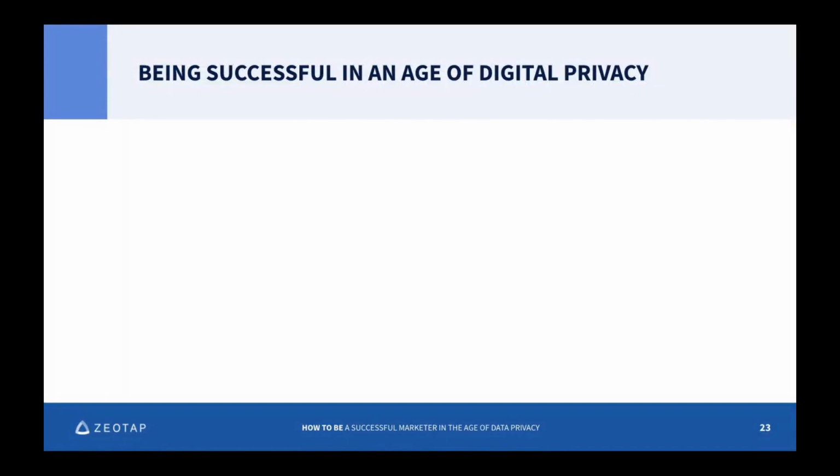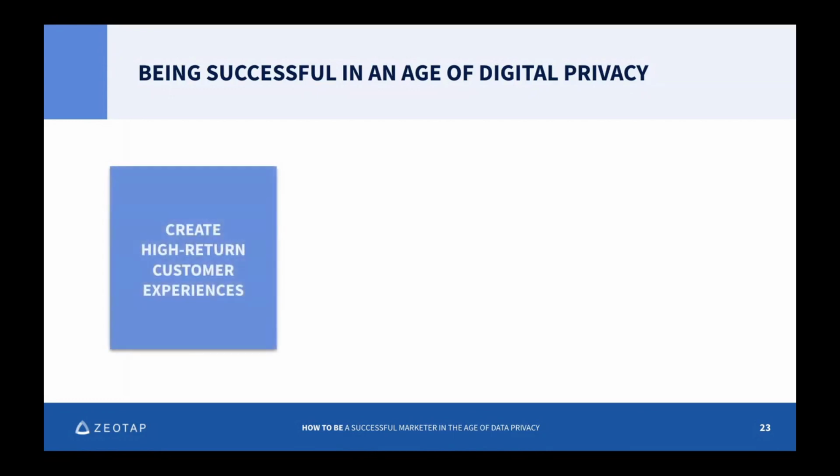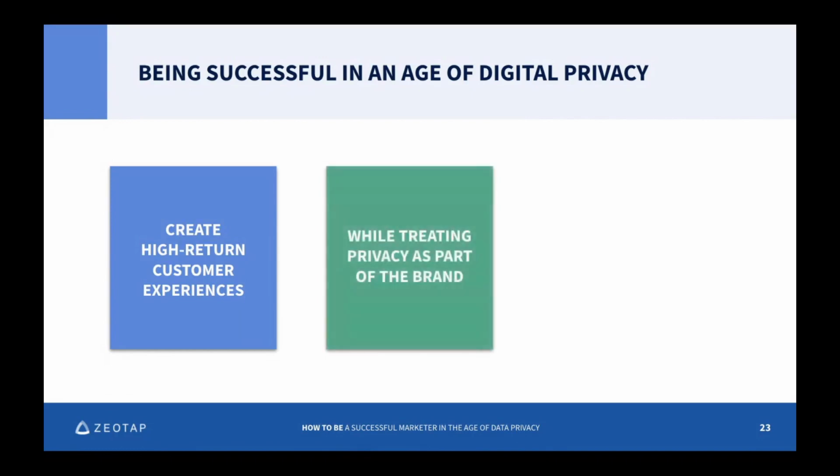So there are three pillars that emerge at the foundation of how to be successful in this age of digital privacy. The first thing that we need to do is, of course, create those high return customer experiences, that core of personalization that we've been talking about and wanting to achieve for such a long time as marketers. But resolving that while treating privacy as part of the brand. So we've got to basically take these two sides of the paradox and try and make them work together.